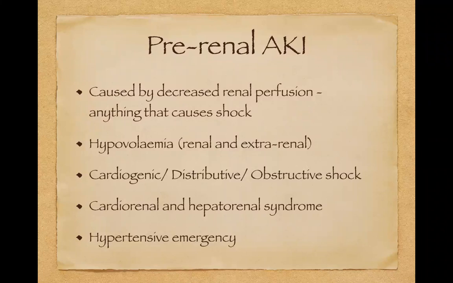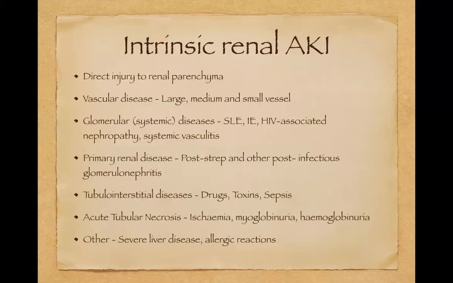So it is quite a complicated syndrome, but that typically causes a pre-renal sort of AKI picture. And then hypertensive emergency as well can cause a pre-renal picture. So your intrinsic renal AKI is anything that causes direct injury to your renal parenchyma. So you can basically classify them into vascular diseases, of which you get your large, medium, and small vessel diseases.